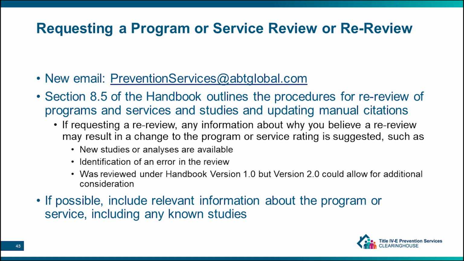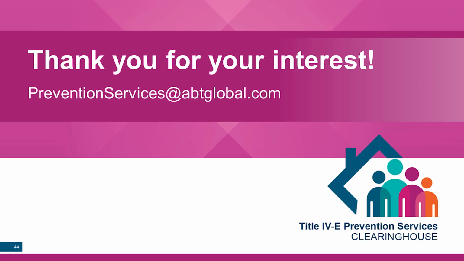provide any information about why you believe a re-review may result in a change to the program or service rating, such as that there are new studies or analyses available, you have identified an error in the review, or the program or service was reviewed under Handbook version 1.0, but Handbook version 2.0 could allow for additional consideration. If possible, include relevant information about the program or service, including any known studies.